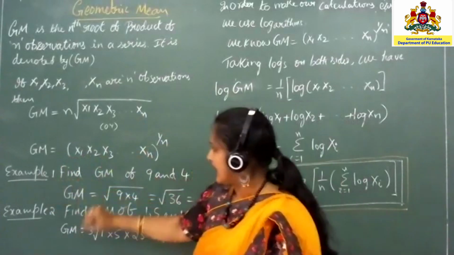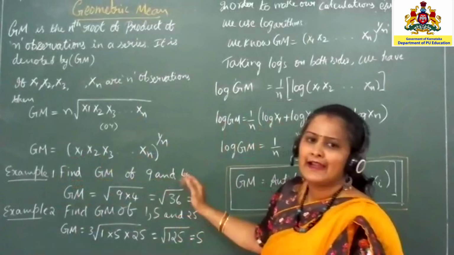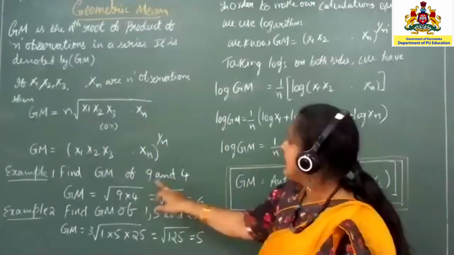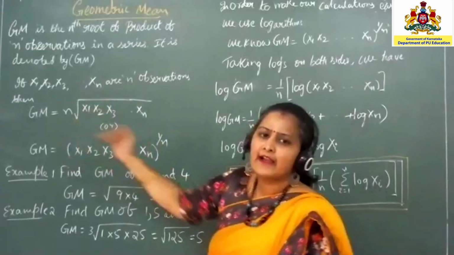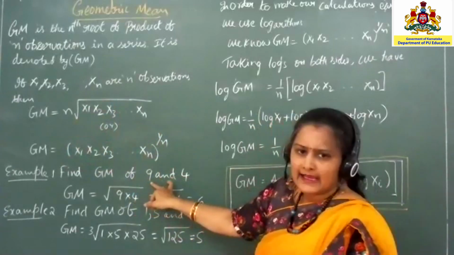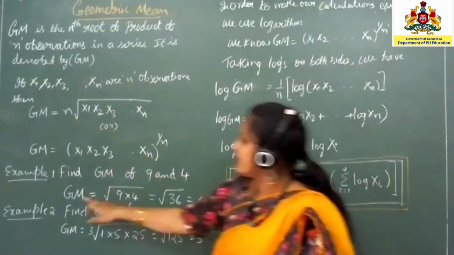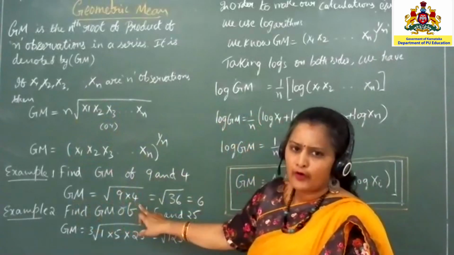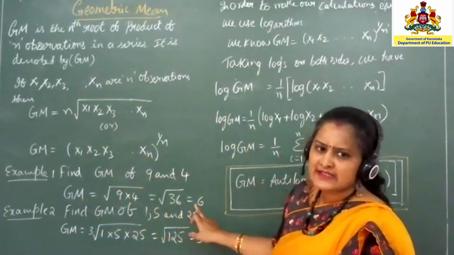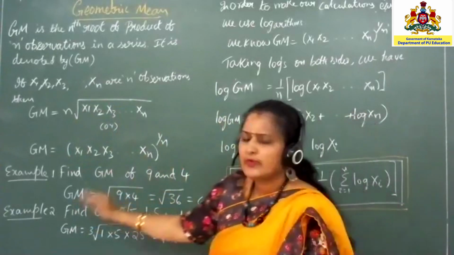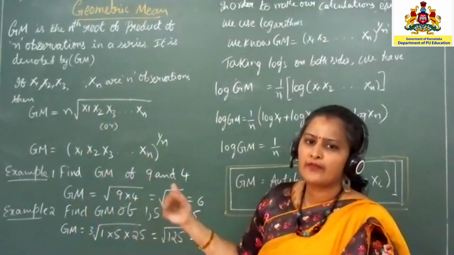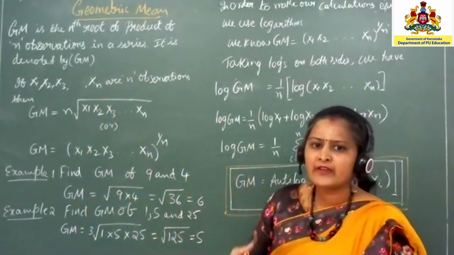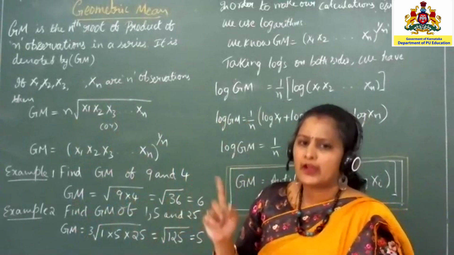Example number 1. Find the geometric mean of 9 and 4. Here you have two values, x1 is 9 and x2 is 4. So our geometric mean is equal to root of 9 into 4, which is root 36, which is equal to 6. So the geometric mean for the values 9 and 4 is 6. Because you have two values, you are taking the square root.